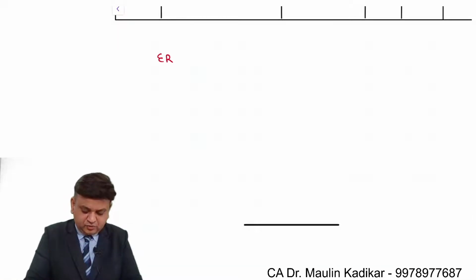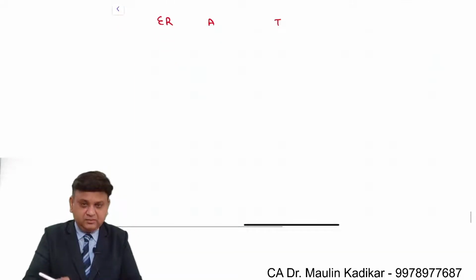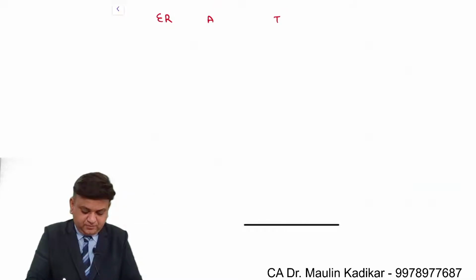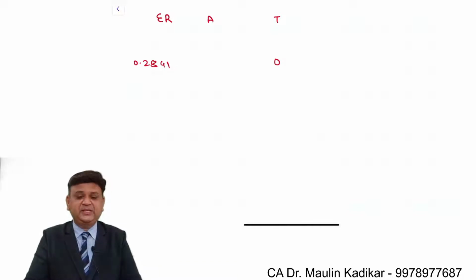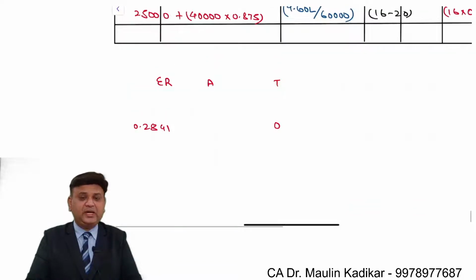I request all of you to pay attention. Let me explain to you. We have already discussed that, from the target company's point of view, the minimum required exchange ratio so that the EPS attributable to it is not diluted post merger is 0.2841.